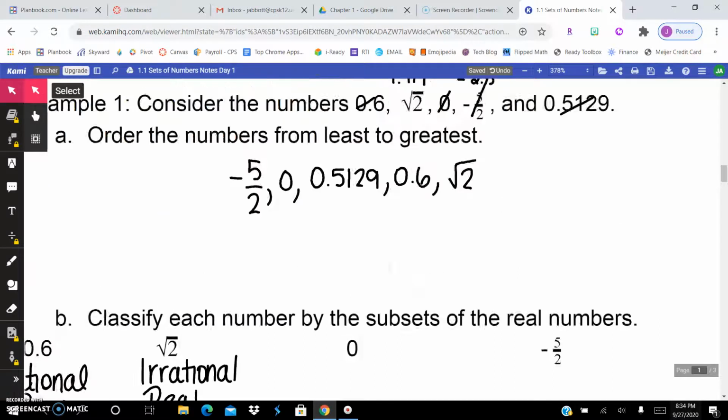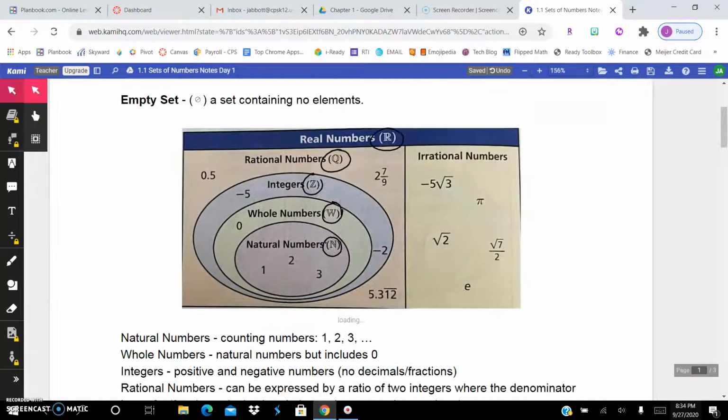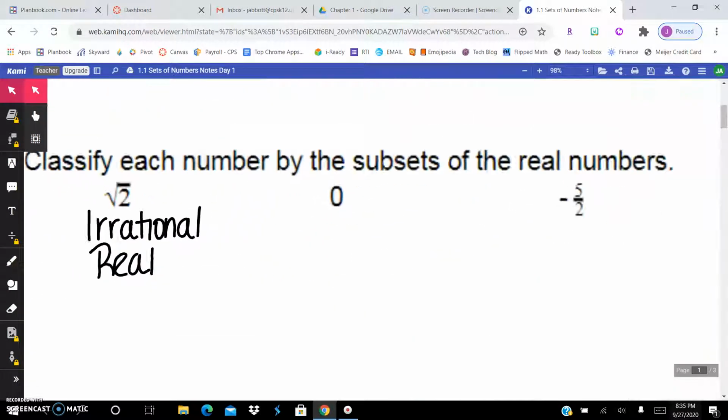And then we have 0. So if I go back up to my chart, 0 is in the whole number category, and whole number is also an integer, a rational number, and a real number. So you find the lowest category it can fit in, and then you have to write everything above it because it's in all of those as well. So whole, integer, rational, real.